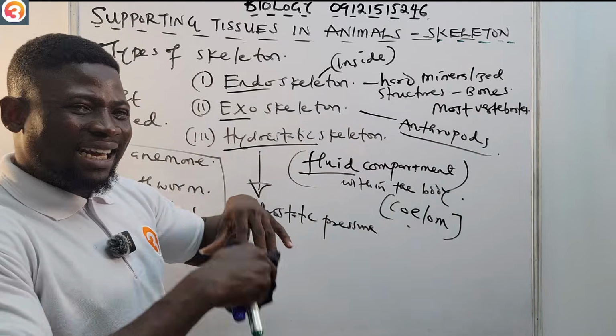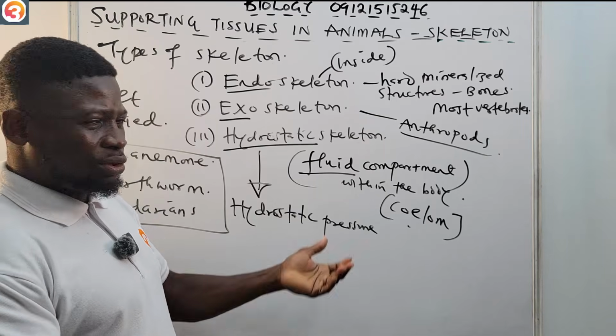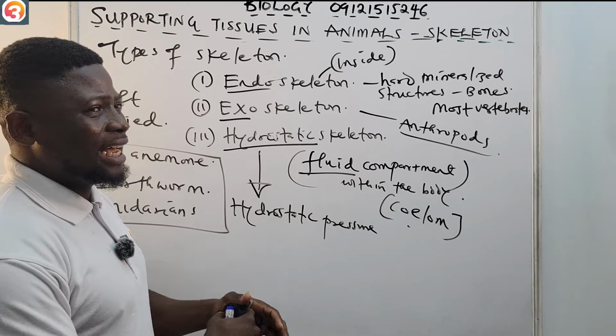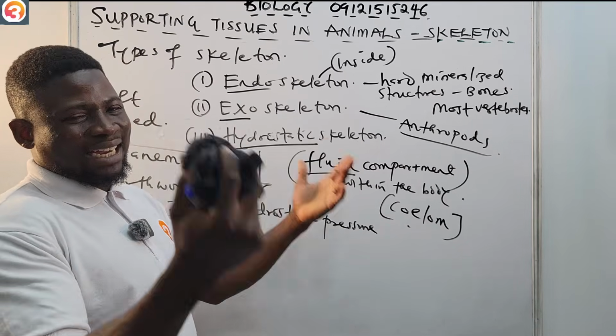Then the exoskeleton is found outside the body of the organism, like in arthropods, like your crabs, like your shrimps, like your spiders, like your scorpions. Then of course we also have the hydrostatic skeleton.